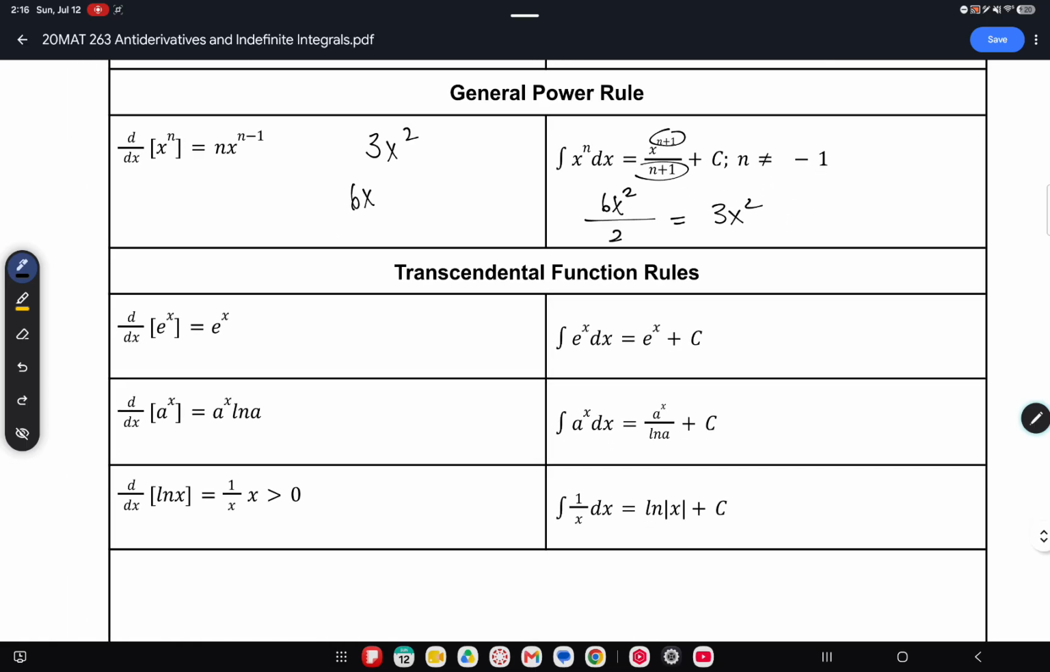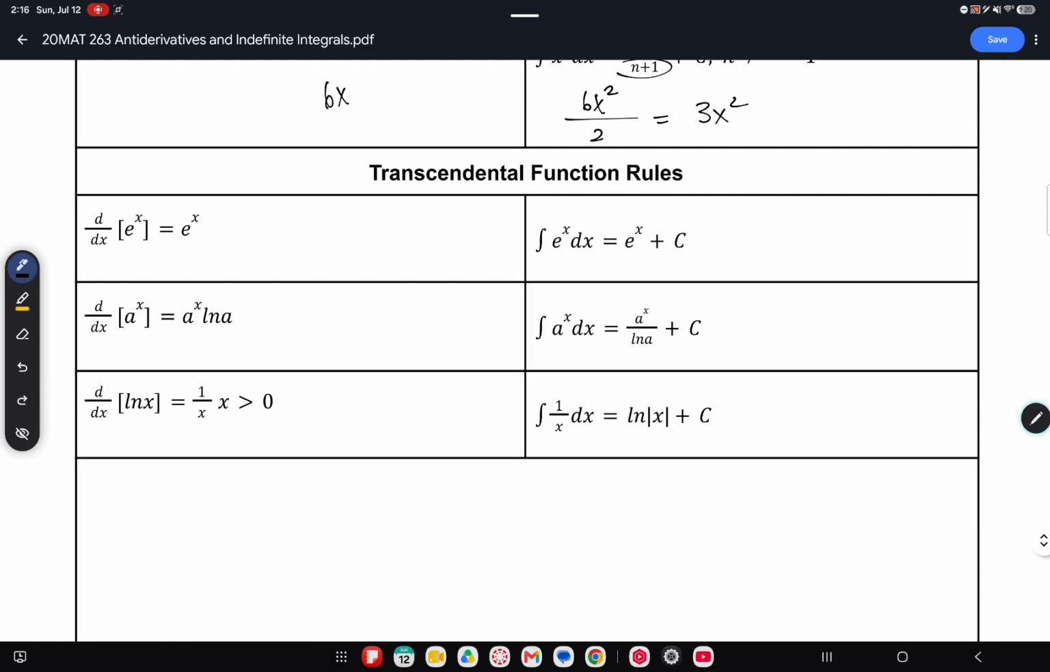Kind of cool. All right, and then we have our exponential functions here. So just like the derivative of e to the x is e to the x, the integral of e to the x dx is also e to the x. If we have any other exponential function, a to the x, then our integral is going to be a to the x divided by natural log of a.